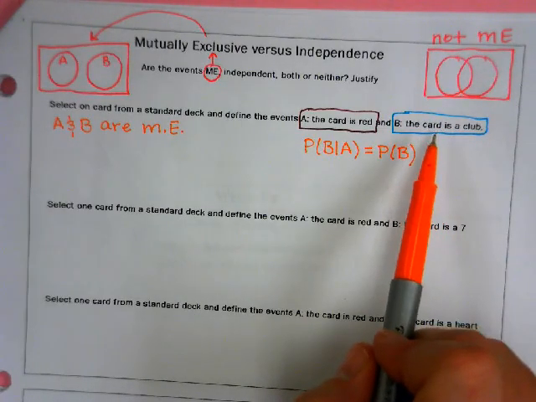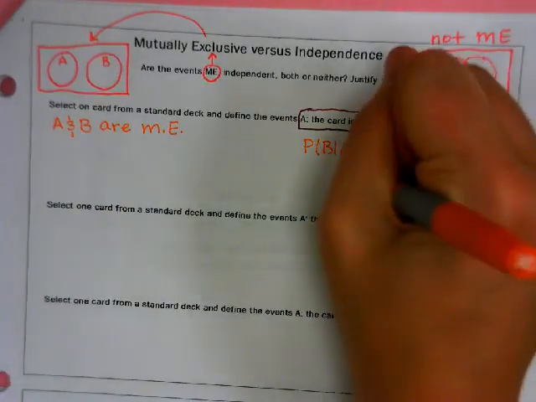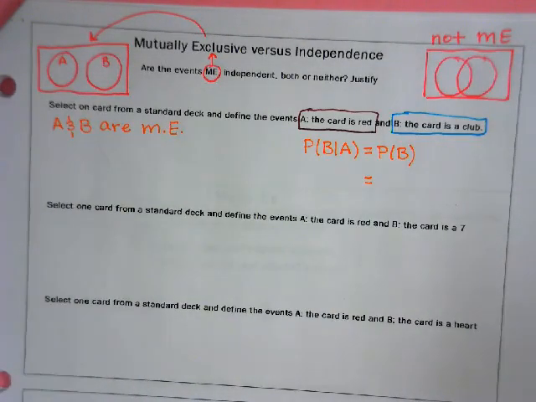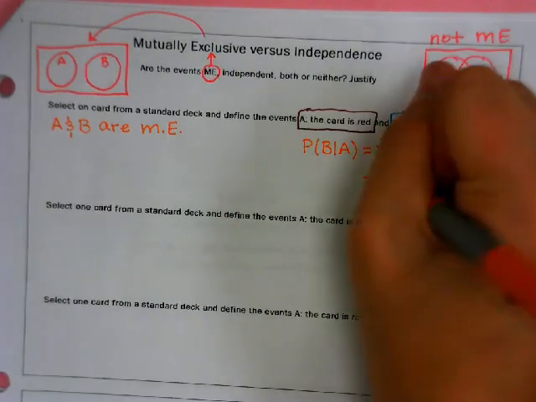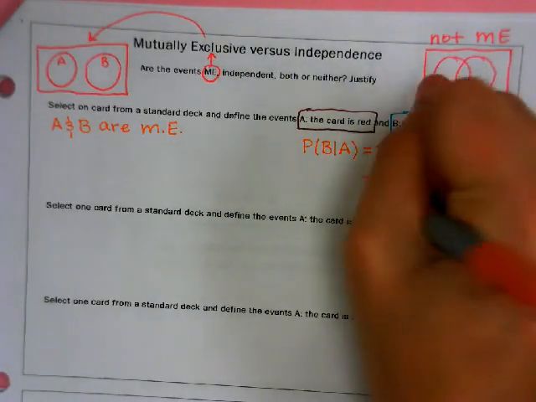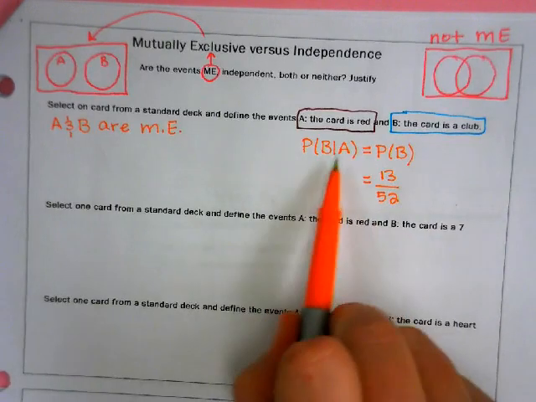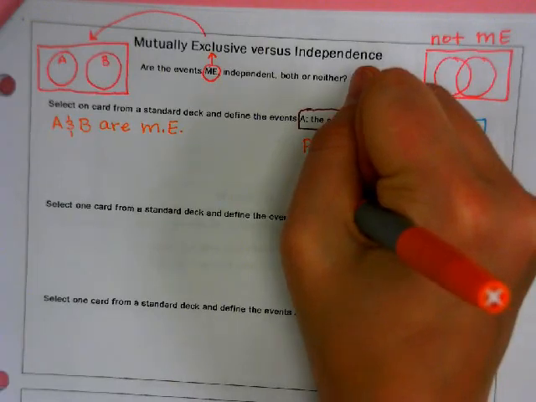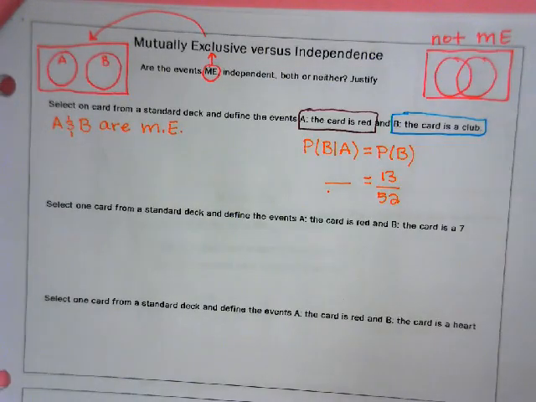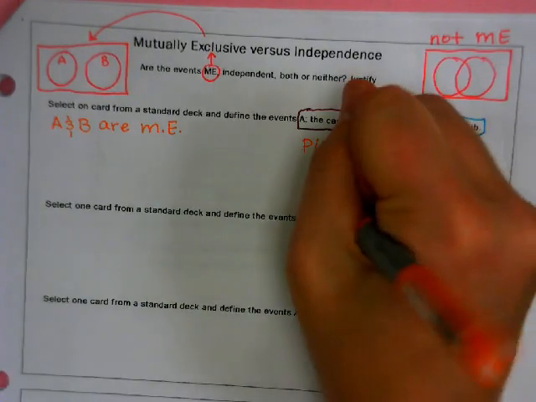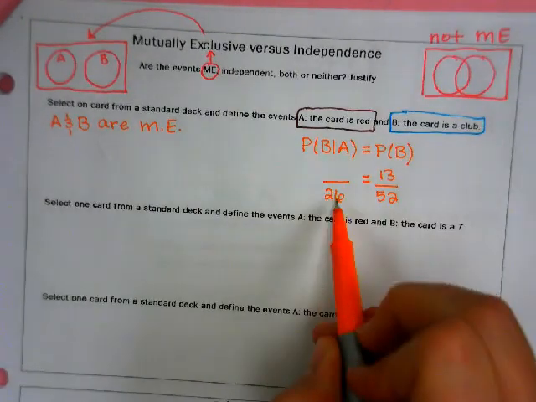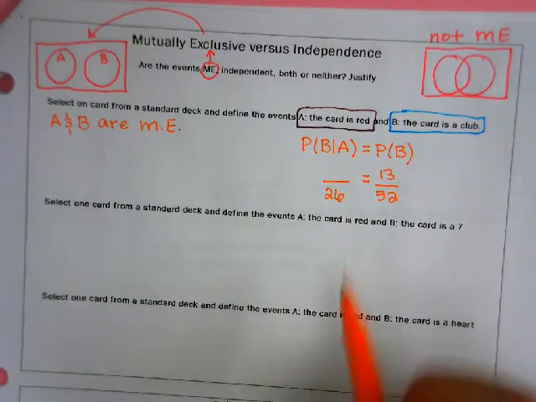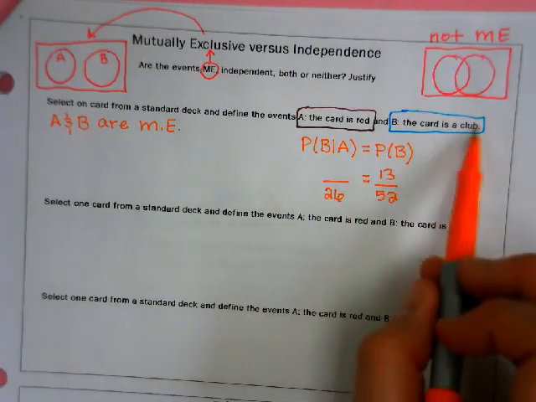Now, I'm only picking one card. So if I know the card is red, how many red cards are there? Should not be a fraction. 26, right? So the bottom is 26 because I know the card is red and there are 26 red cards. Of those red cards, how many of them are a club? 0. Did I get the same fraction? No. So A and B are mutually exclusive, but they're not independent.